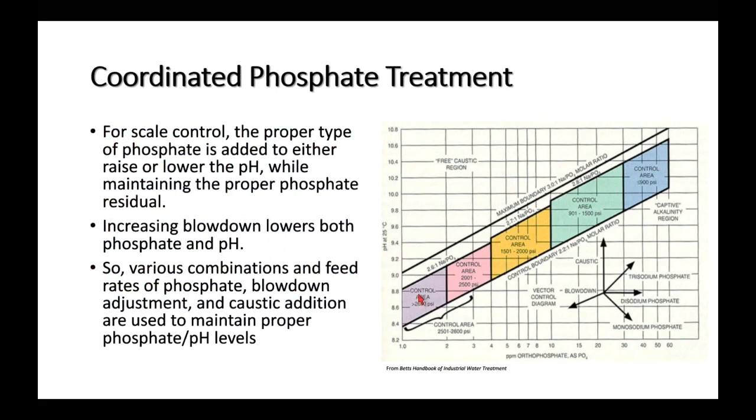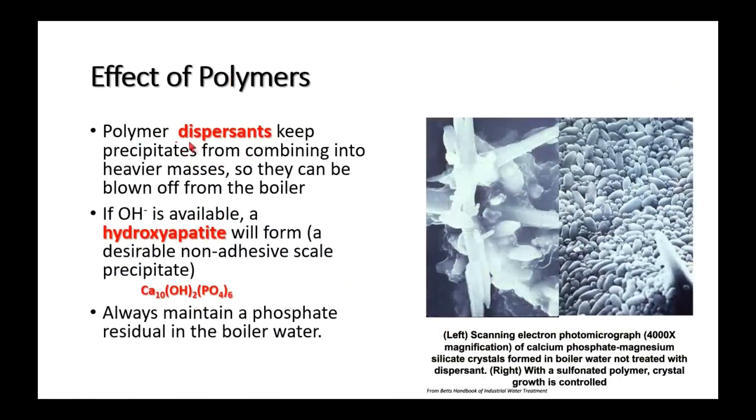Now we're going to make this stuff, and we don't want it to be adherent. So again, we're going to have to add some sort of a polymer, and the polymers can be dispersants, and they can also be sludge conditioners. And the whole idea is that we make sure that we are making a product that isn't sticky.